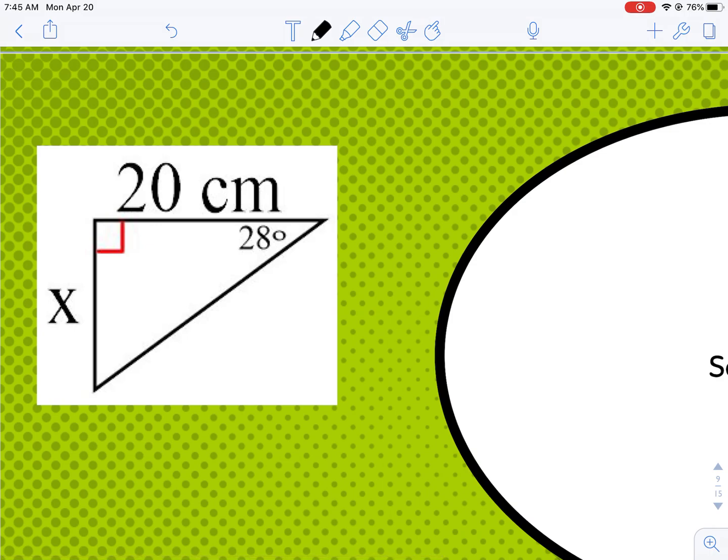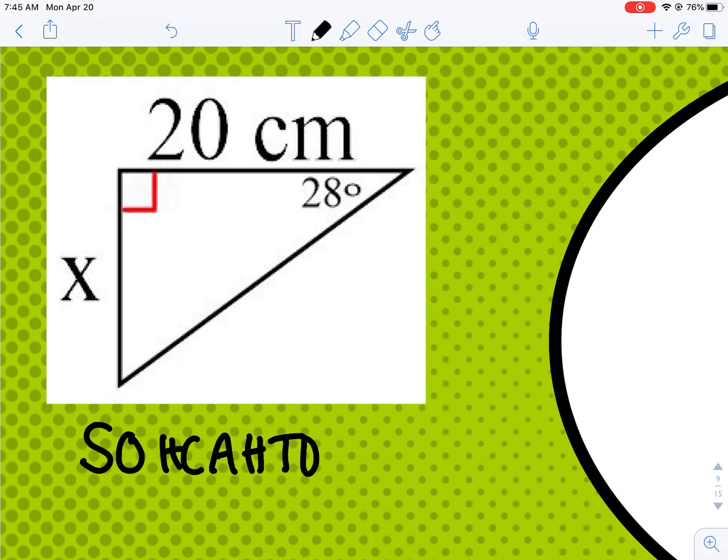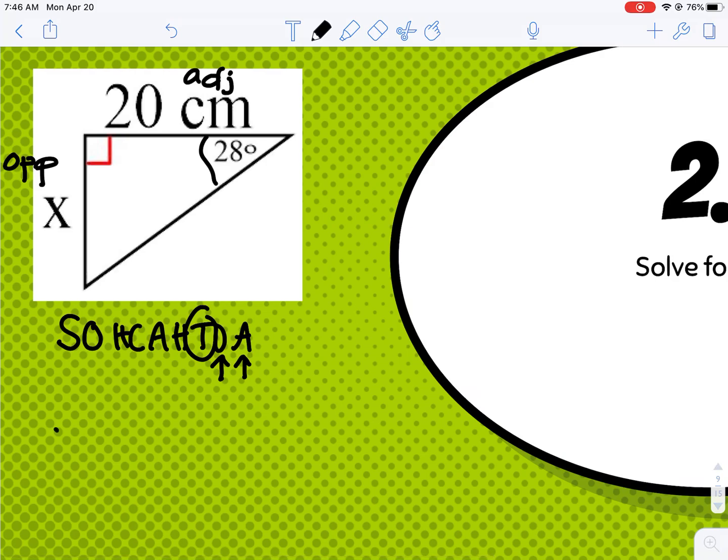So we figured out how to find those ratios. Now we're going to use it to solve things. And when I solve, I'm always going to go back to SOHCAHTOA. And I'm going to look at my picture and what I have. From my angle, I have the opposite side and I have the adjacent side. Opposite adjacent tells me, hey, use tangent. So the tangent of 28 degrees has to equal x over 20.